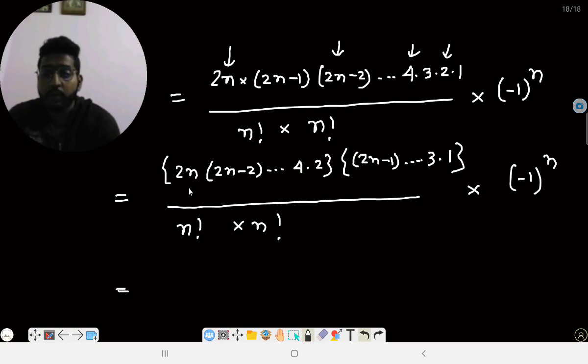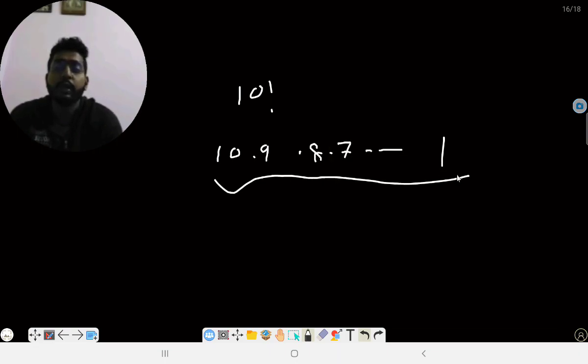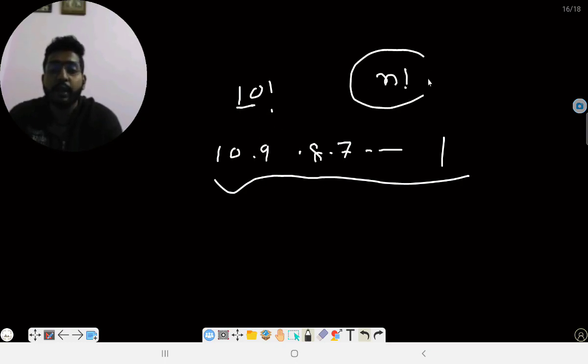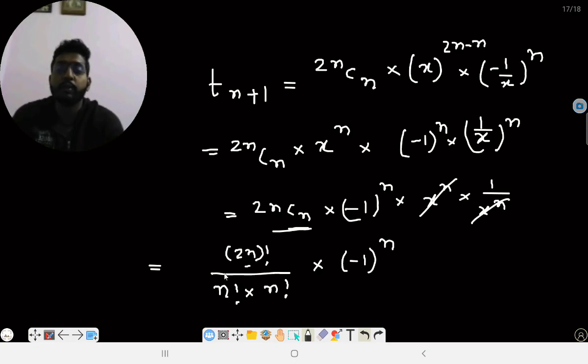Now from here we can take a 2, from here also 2, 2, 2. So how many 2's can we take? For that we have to see how many terms there are. Suppose for example 10 factorial: 10, 9, 8, 7 and so on up to 1. There are 10 terms. So whatever the factorial, that is the number of terms. If there is n factorial, there are n terms. So 2n factorial means there are 2n numbers. In these 2n numbers, half will be odd and half will be even.